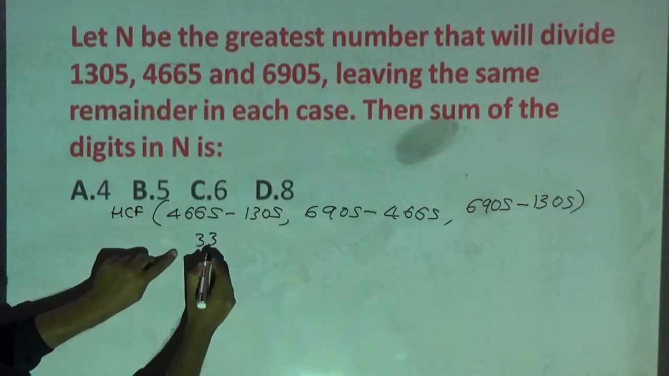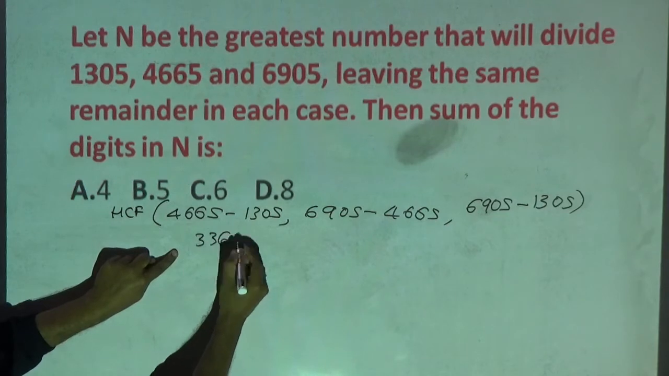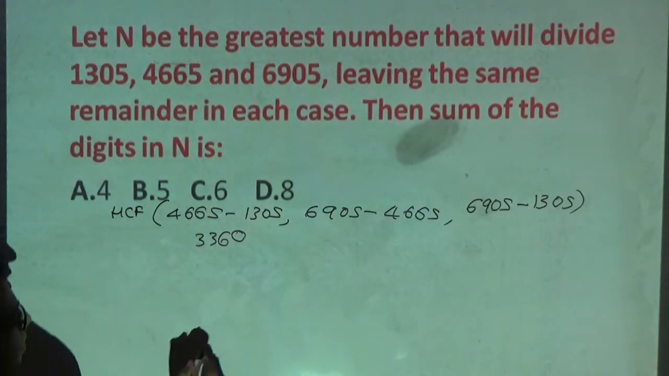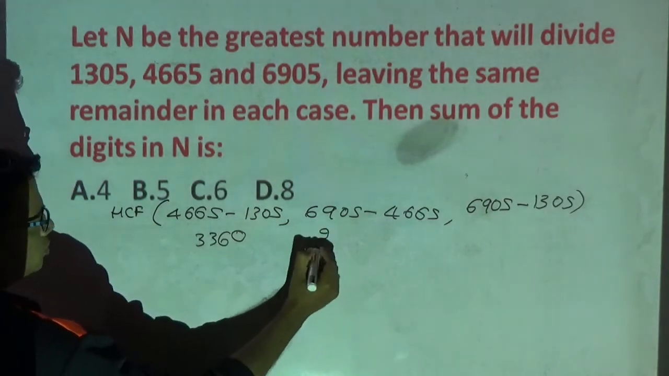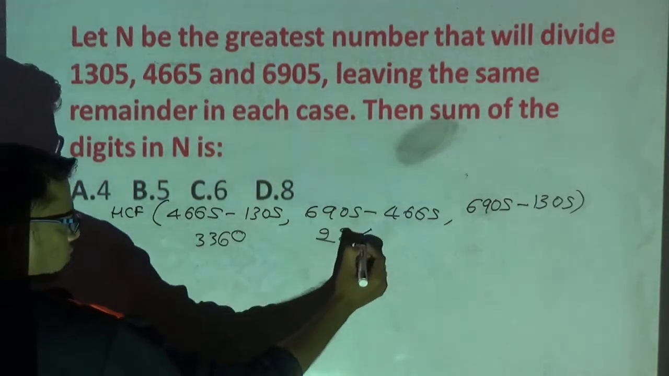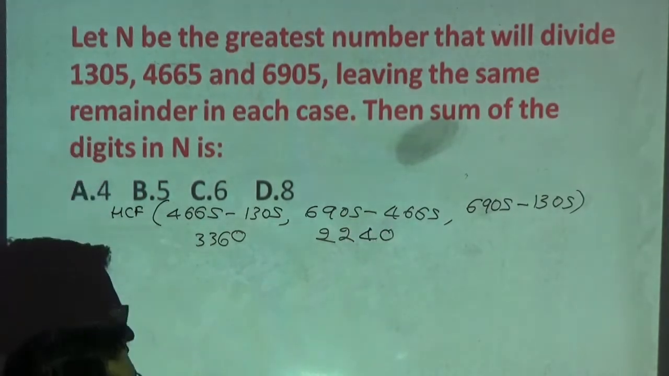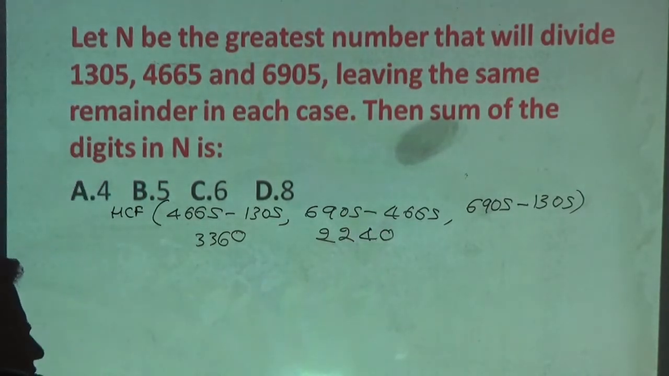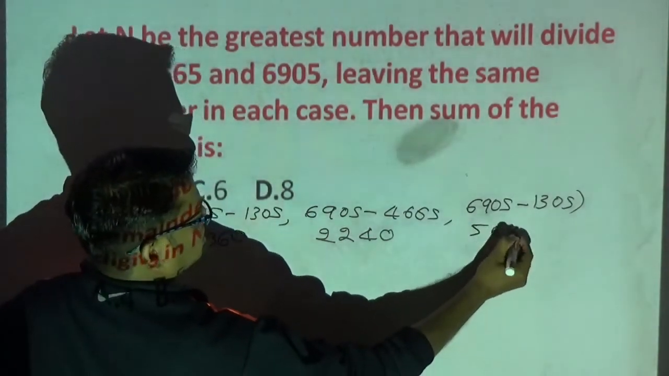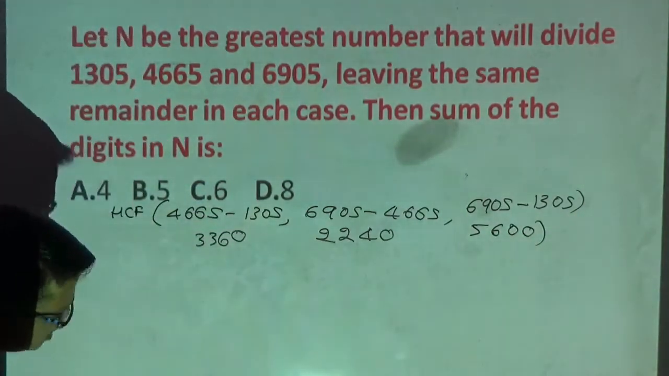Difference is 3360. The difference of these two is 3360. Next, difference of these two, 2240. The next, that is 6905 minus 1305. That is what? 5600. Okay. Now please observe.